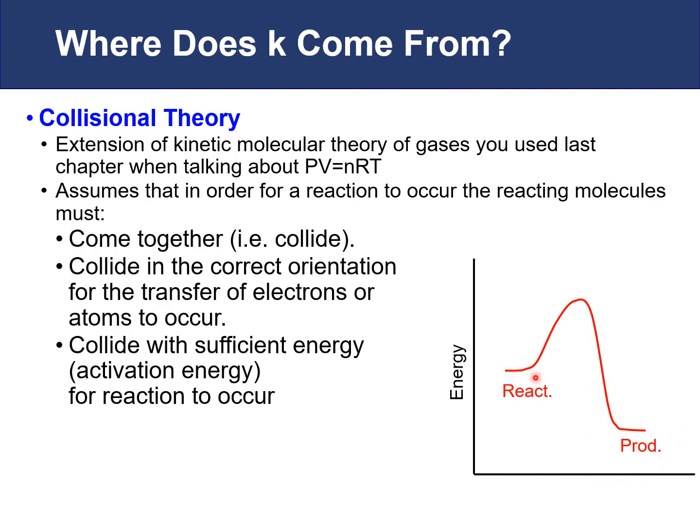So in this case, the reactants have more energy than the products, and so this would be called an exothermic reaction. A reaction that starts with more energy goes down to a lower state of energy, and so it must release some of that energy.